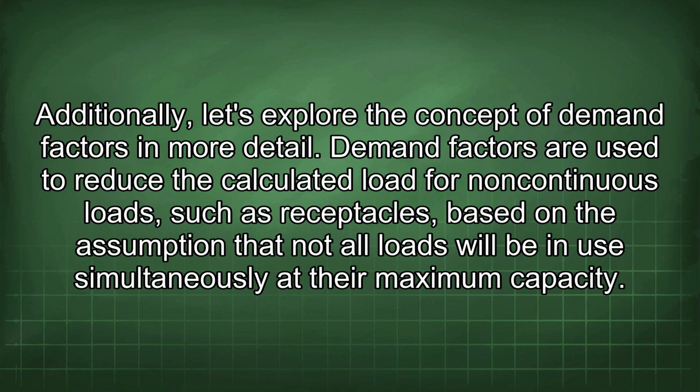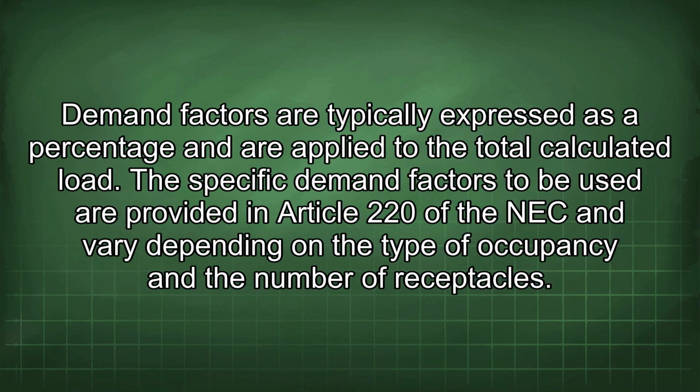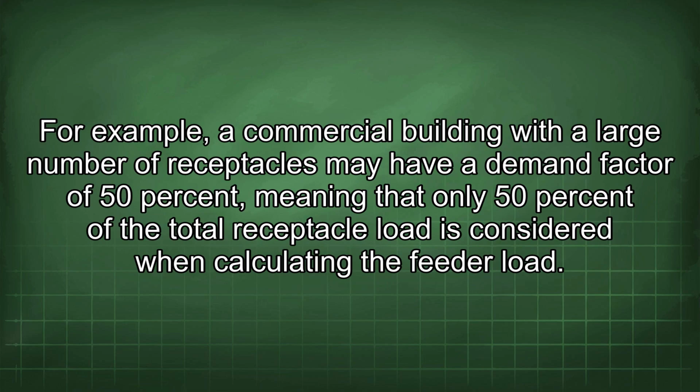Demand factors are used to reduce the calculated load for non-continuous loads, such as receptacles, based on the assumption that not all loads will be in use simultaneously at their maximum capacity. Demand factors are typically expressed as a percentage and are applied to the total calculated load. The specific demand factors to be used are provided in Article 220 of the NEC and vary depending on the type of occupancy and the number of receptacles. For example, a commercial building with a large number of receptacles may have a demand factor of 50%, meaning that only 50% of the total receptacle load is considered when calculating the feeder load.